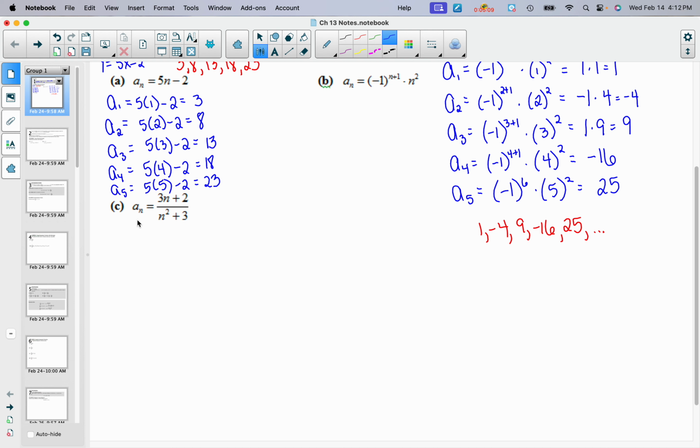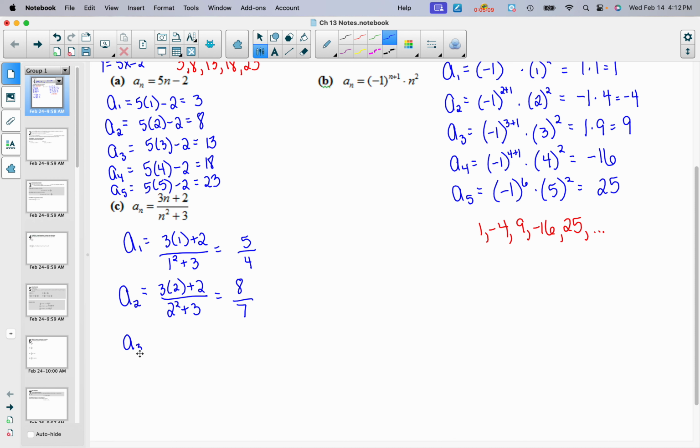So on part C, again, we're doing the same thing. To find a sub 1, n is equal to 1. So I have 3 times 1 plus 2, and here we'll have 1 squared plus 3. So I get 5 in the numerator and 4. So we have 5/4. A sub 2, I'm going to have 3 times 2 plus 2, over 2 squared plus 3. So I get 8/7.